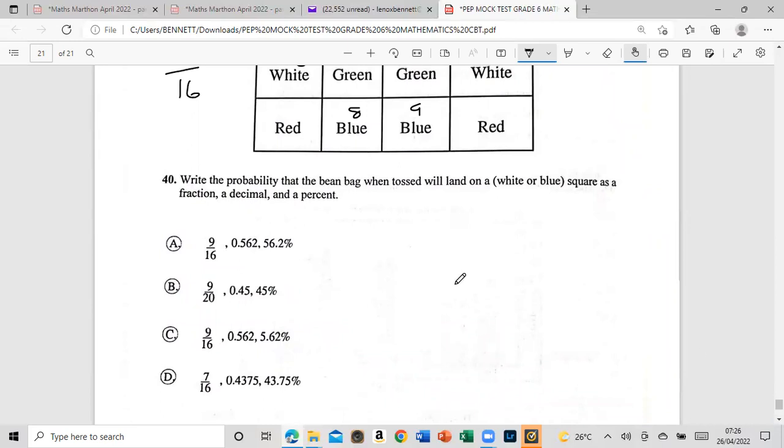But they tried to check you guys, they put this 5.6%. No, it would be 56%. They tried to check you guys. Oh my God, these people are crazy.